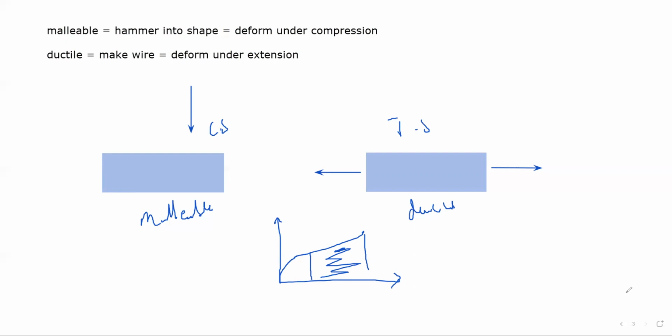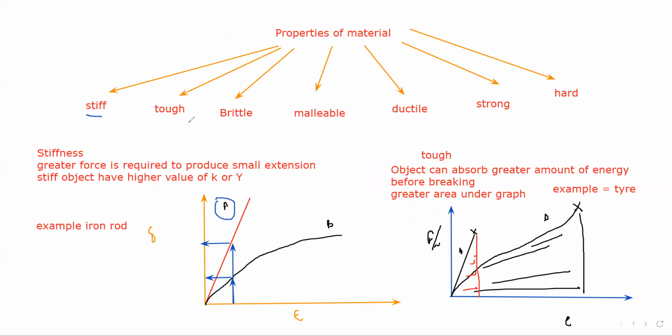This part we will continue in the next session. So today we mainly discussed stiff, tough, brittle. Malleable and ductile I will go through in the next class as well, so that you can understand.